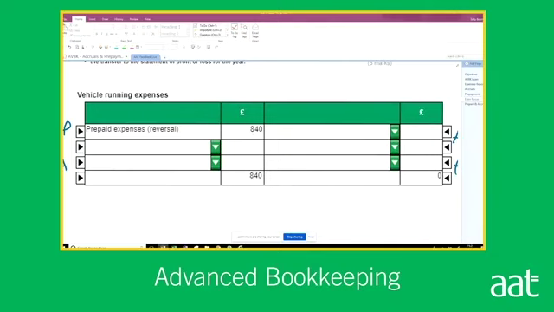So let's then deal with the information. What we've got to do first of all is the bank. We know during that financial year, we have paid out £9,468 in relation to the vehicle running expenses. So I'm going to say it's the bank, and it's the 9468.